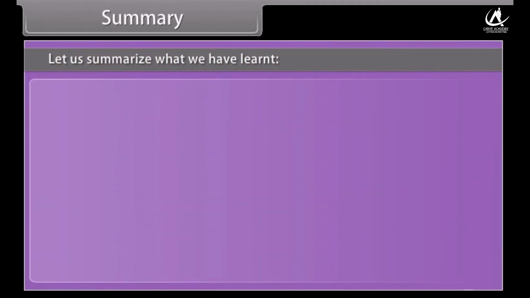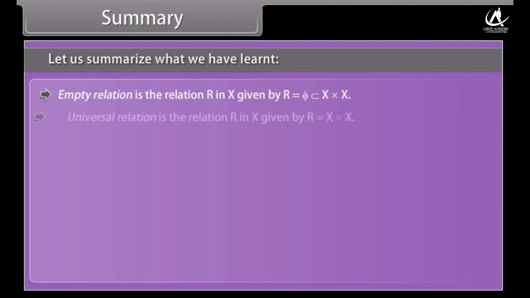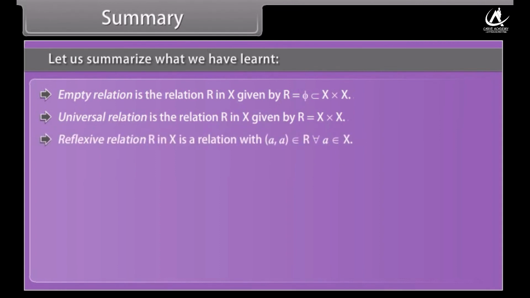Summary. Let us summarize what we have learned. Empty relation is the relation R in X given by R equal to the null set, which is a subset of X cross X. Universal relation is the relation R in X given by R equal to X cross X. Reflexive relation R in X is a relation with (a, a) belongs to R for each a belongs to X.